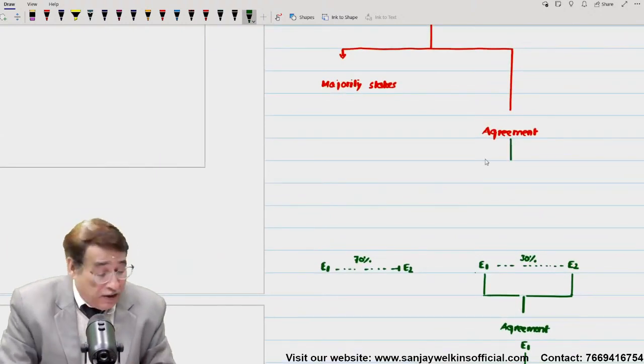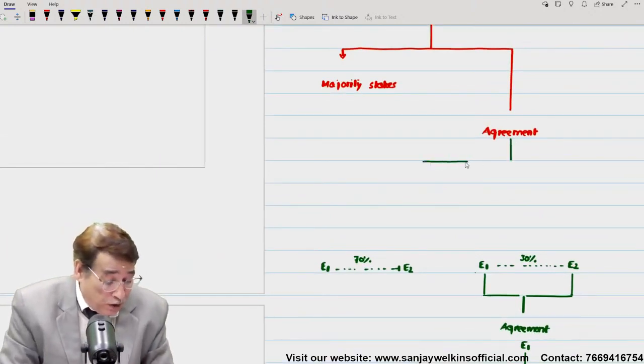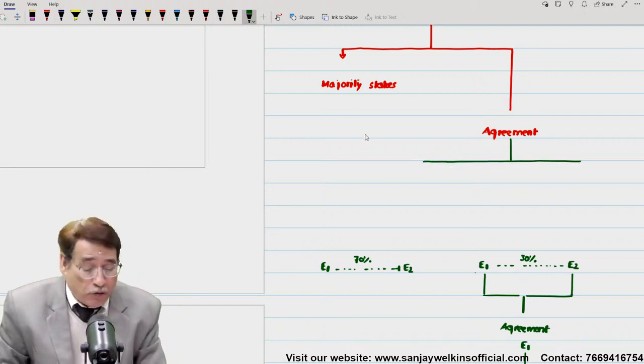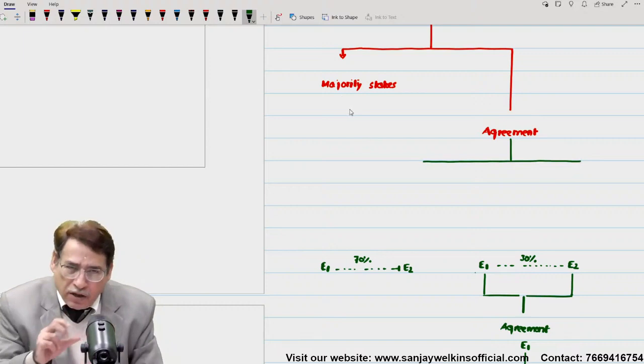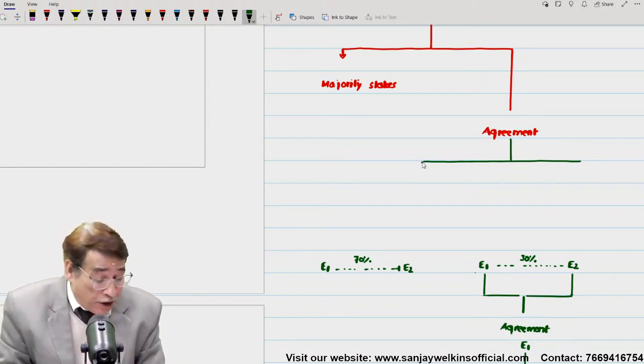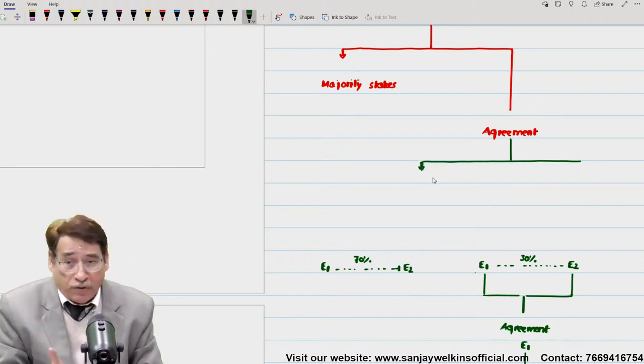Is this point clear to you or not? Please let me know. We are talking about control. I told you control can be acquired, and generally control accrues due to majority stakes. No doubt about that. But on rare occasions, control can flow also on account of such an agreement.